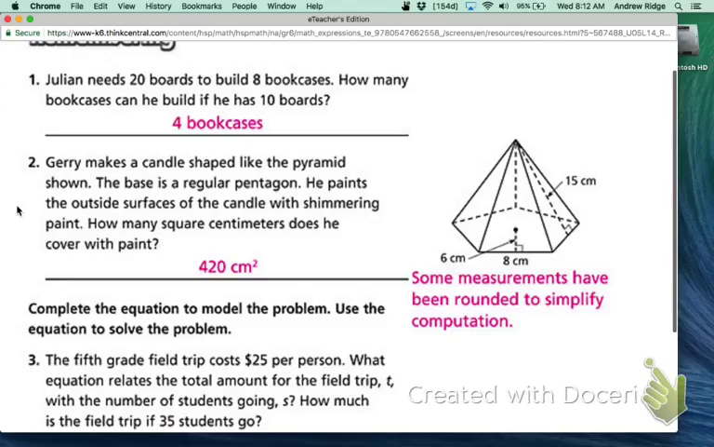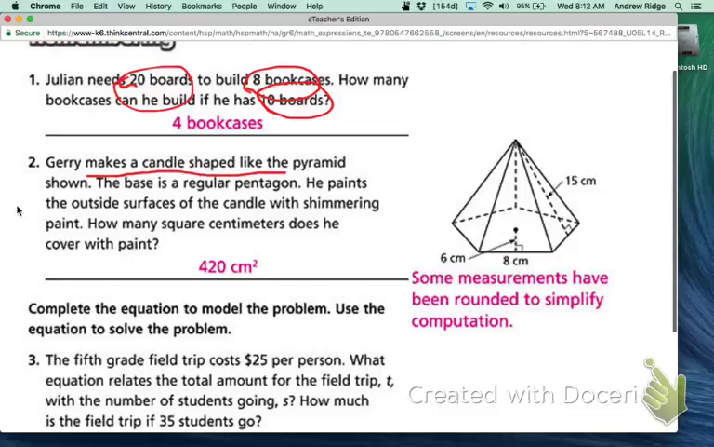Okay, here we are on remembering for 5-14. Julian needs 20 boards to build 8 bookcases. How many bookcases can he build if he's got 10 boards? He's got half of the boards he needs for 8, so he can build half of 8, which is 4.